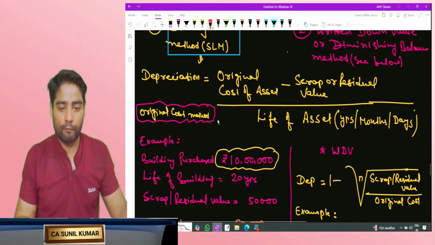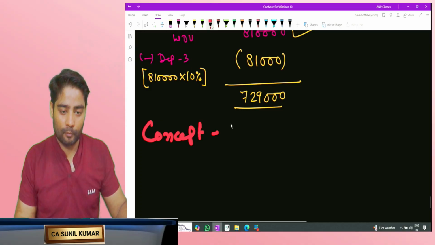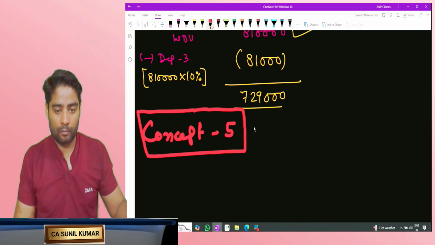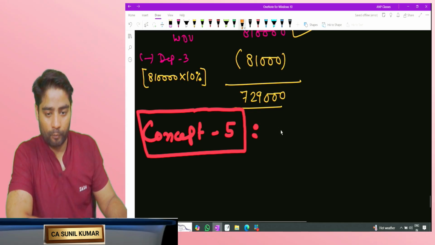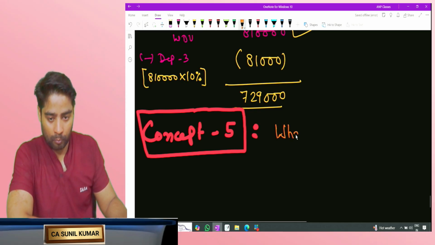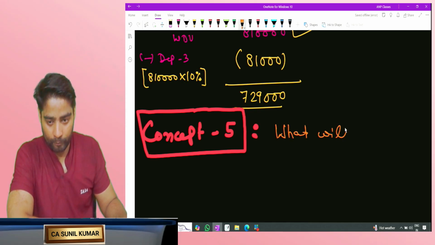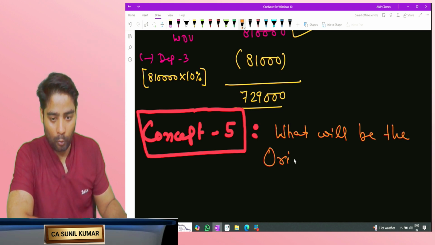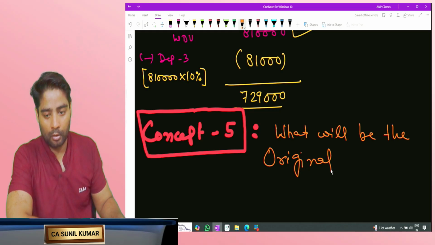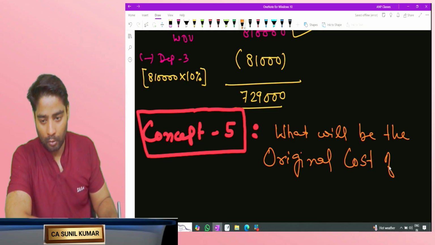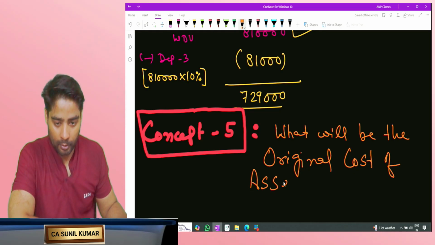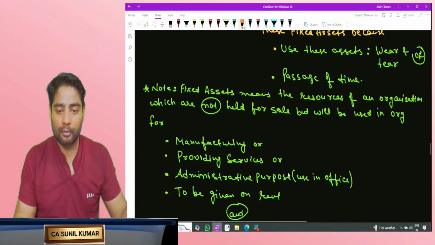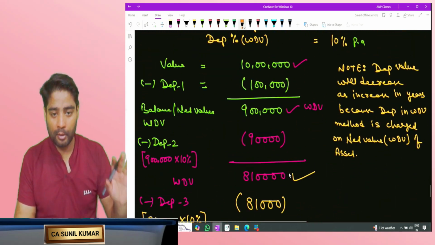Write down concept number 5. Write down what will be the original cost of asset. So what will be the original cost of asset?